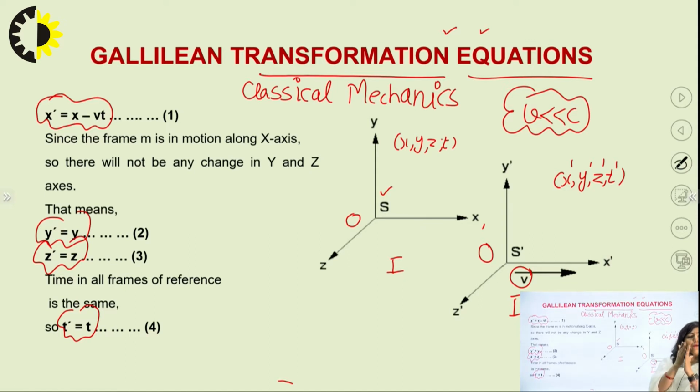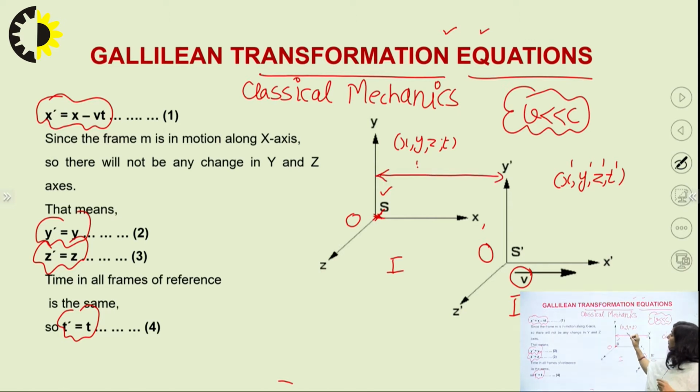Means your frames S and S dash are overlapping. When both are overlapping, then O and O dash are present at the same position. At this position, both observers are there. Now S will remain in the same state, but S dash will move along the x-axis. And let this be the position of S dash after time t, means this particular displacement is after time t.